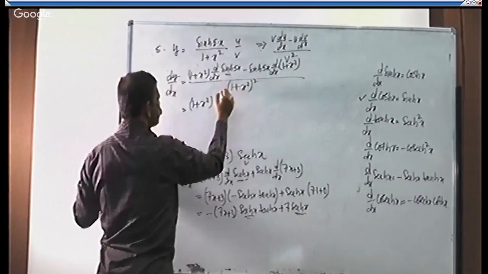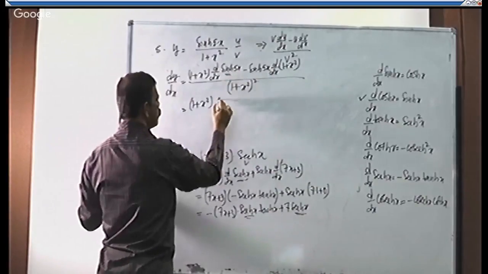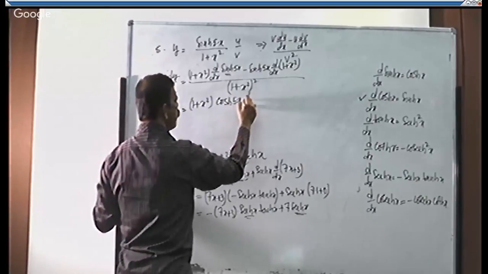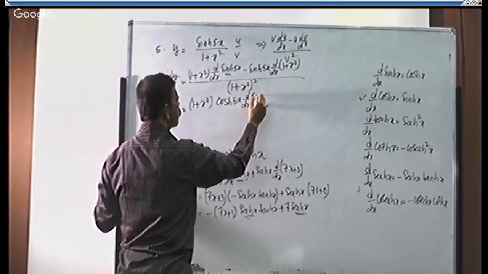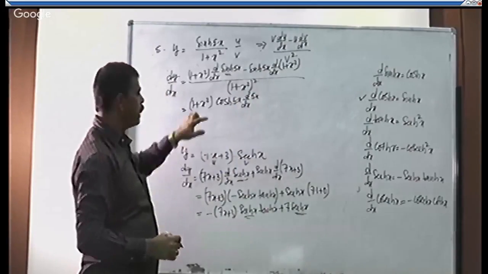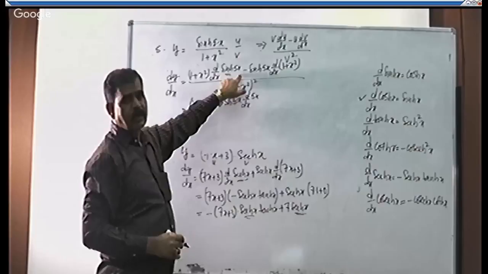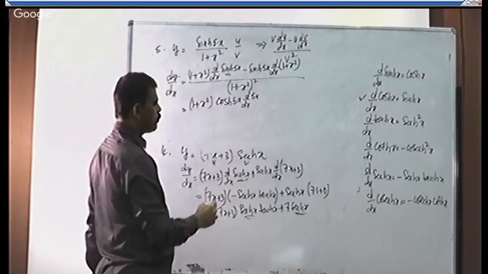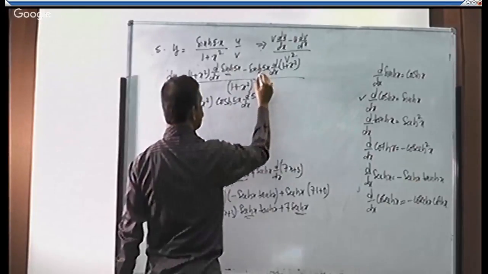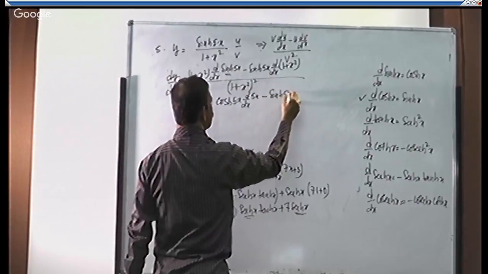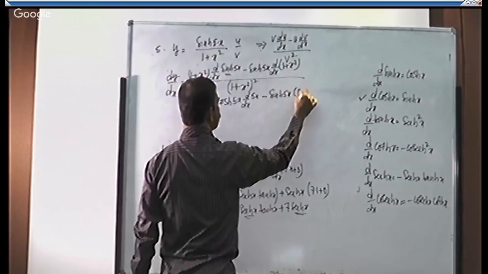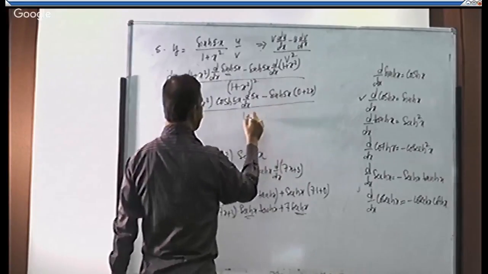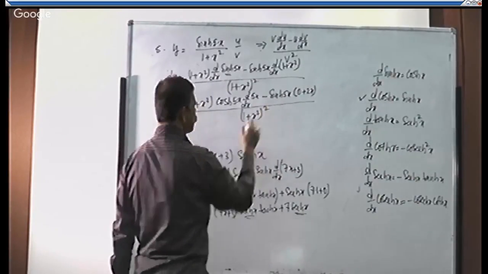Differentiation of sine hyperbolic function is cos h 5x into dy dx of what? Dy dx of 5x. Why are we taking it like this? Because it is a function of a function. Sin h of 5x. 5x is treated as what? It is a function. Minus, keep this as it is, sin h 5x into differentiation of 1, 0, plus for x square, it is 2x. Whole divided by 1 plus x square whole square.